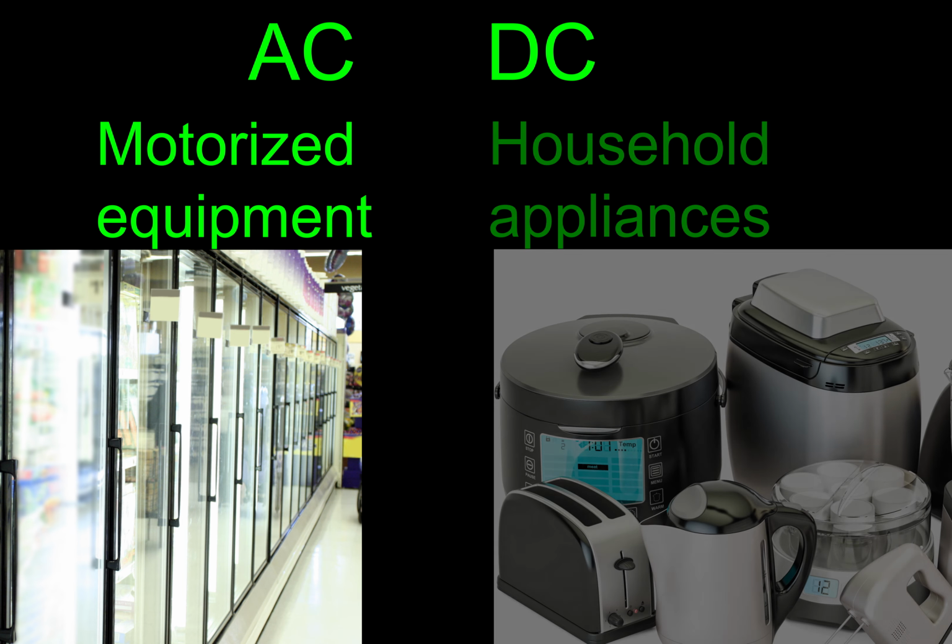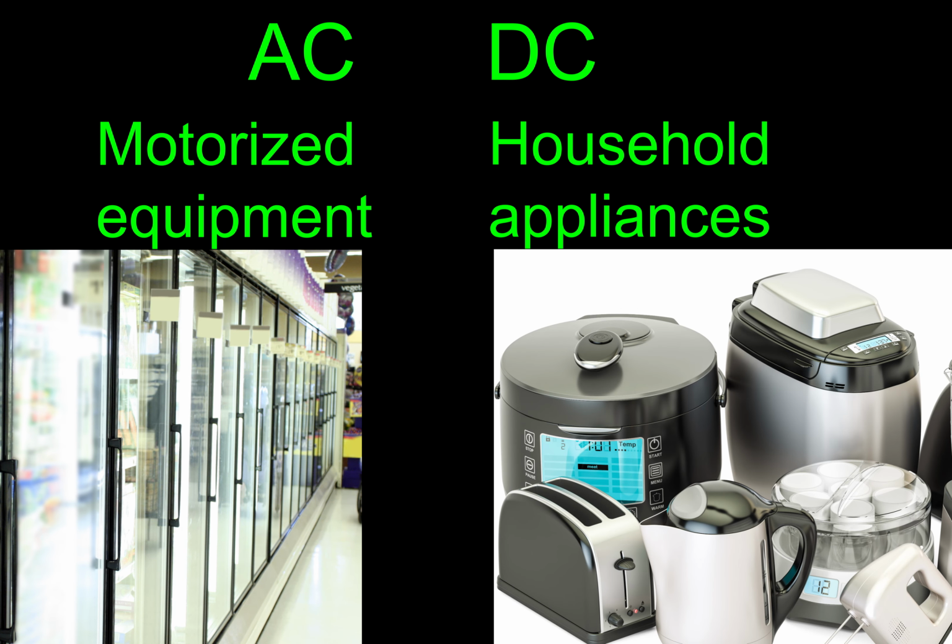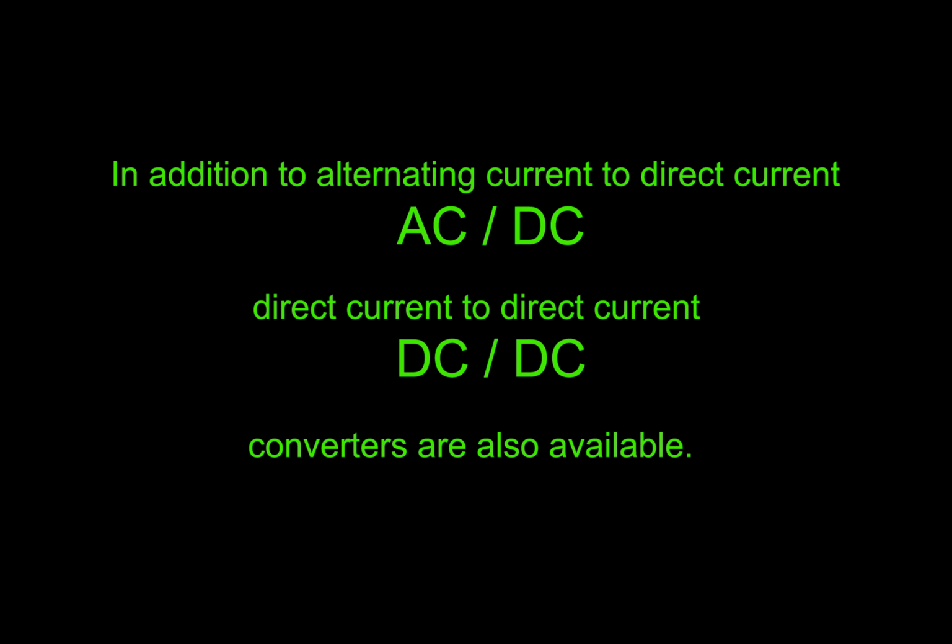Most smaller electronic devices, such as laptops and household gadgets, require direct current to operate with an AC to DC converter from wall power. DC allows for a constant flow of current. Since AC is delivered initially, power must first be converted from AC to DC. Which type of current to use depends on what the load is. In addition to alternating current AC to direct current DC power supplies, DC to DC converters are also available.